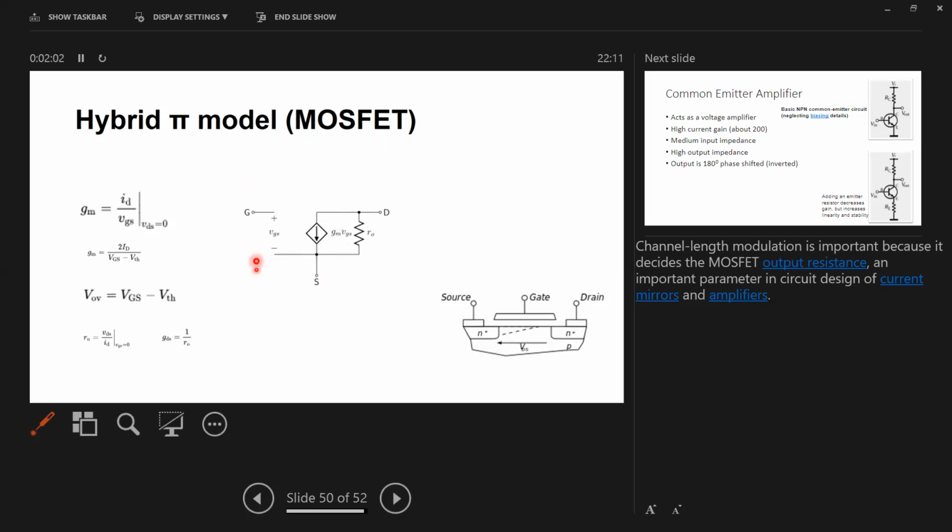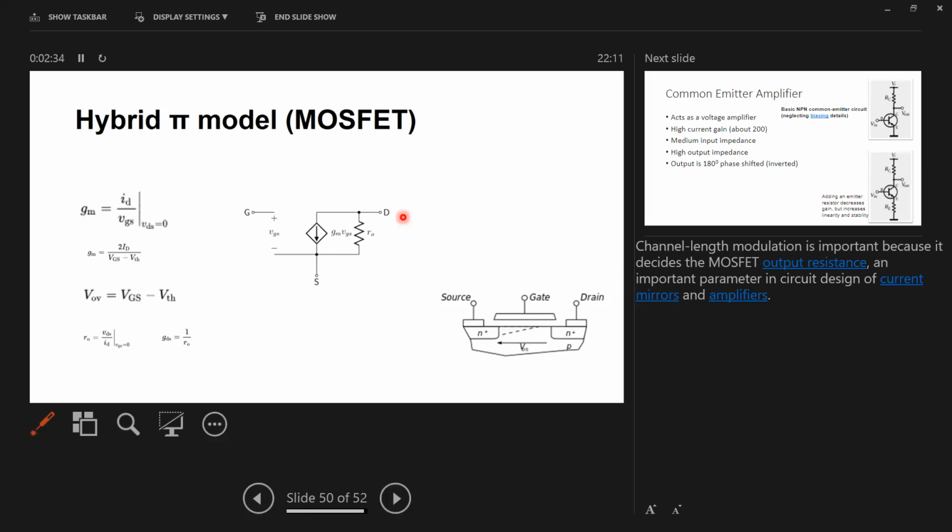So here is an equivalent circuit. MOSFET is a three-terminal device with a gate, drain, and source. G stands for gate, S stands for source, and D stands for drain. Just like your BJT, you have three configurations. For BJT, you have common base, common collector, and common emitter. Similarly, for the MOSFET or JFET, you have three configurations in which the circuit can be biased.